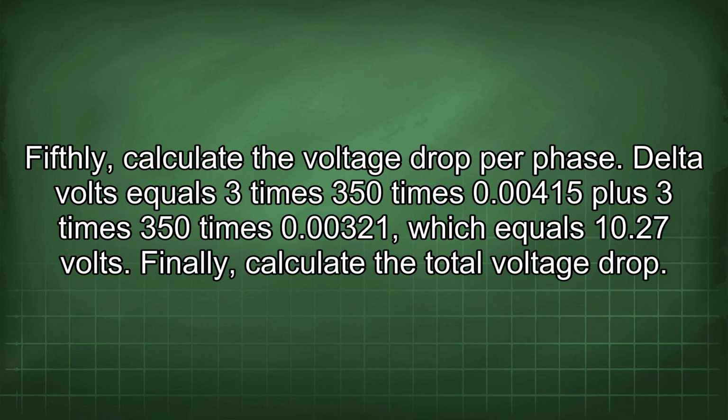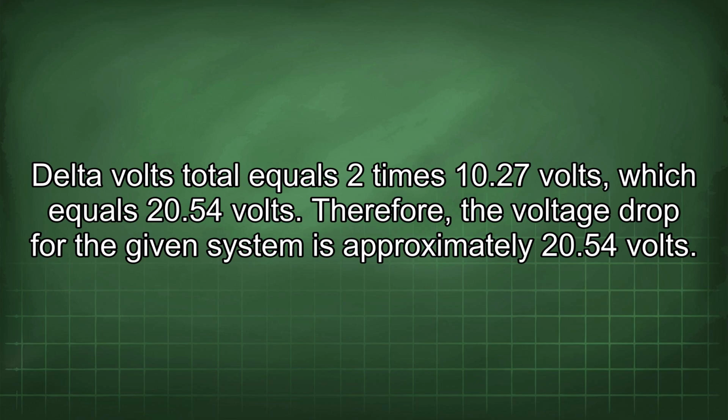Fifthly, calculate the voltage drop per phase. Delta volts equals 3 times 350 times 0.415 plus 3 times 350 times 0.321, which equals 10.27 volts. Finally, calculate the total voltage drop. Delta volts total equals 2 times 10.27 volts, which equals 20.54 volts. Therefore, the voltage drop for the given system is approximately 20.54 volts.